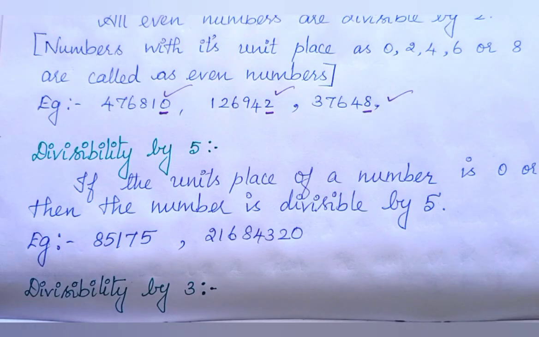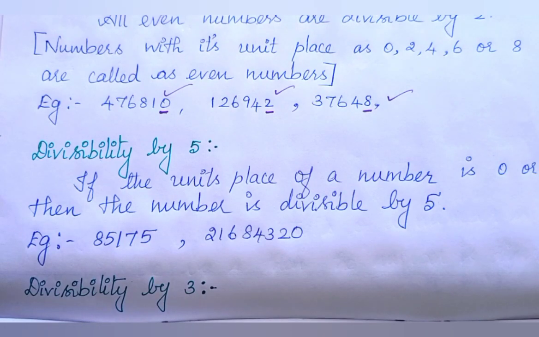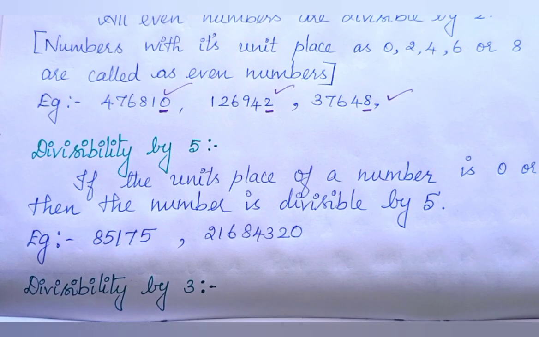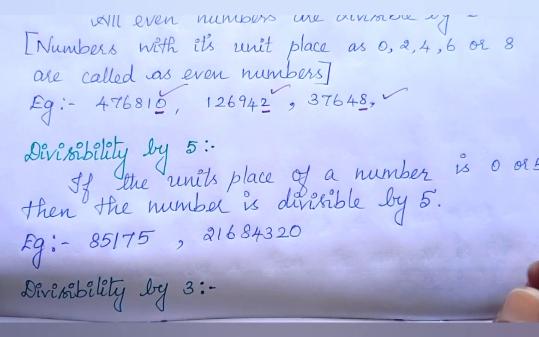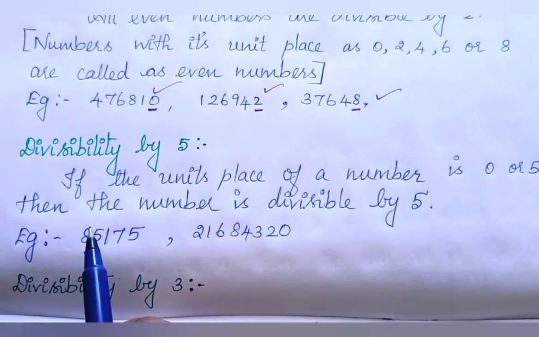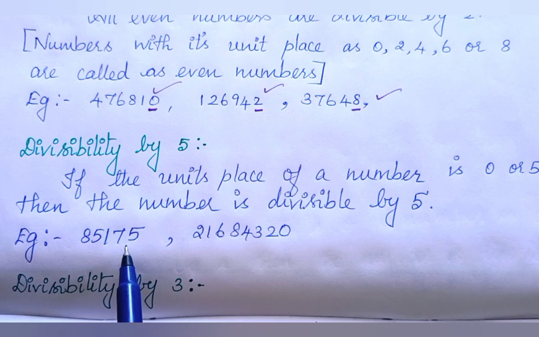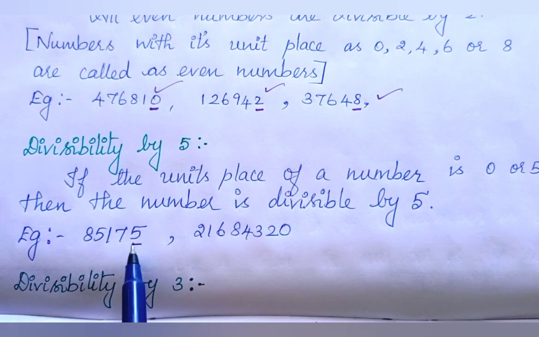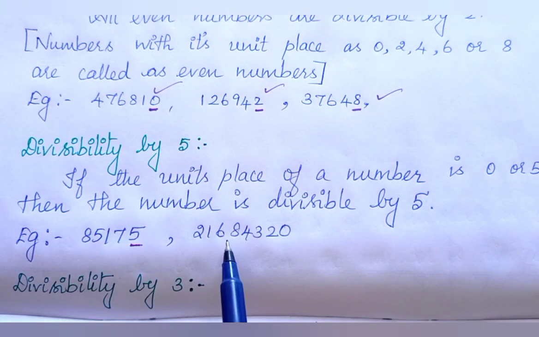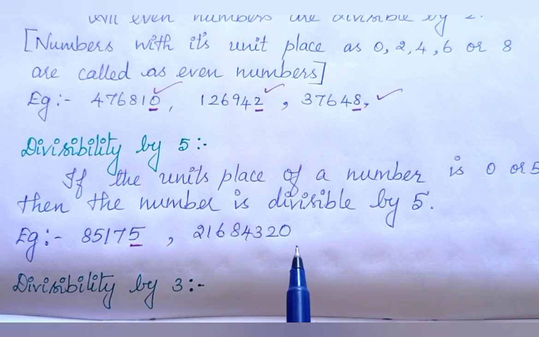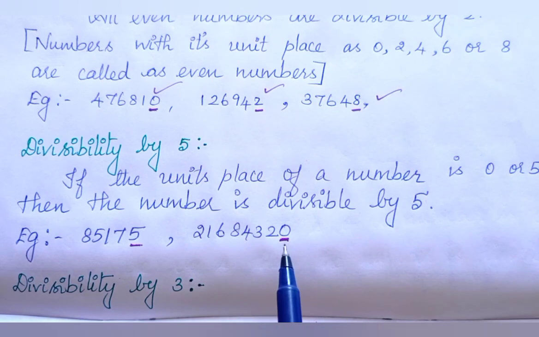Similarly comes the divisibility rule of 5. Just seeing the units place of the number, we can say whether it is divisible by 5 or not. If the unit place of the number is 0 or 5, then that number will be divisible by 5. So here, 85,175, and 84,320, as it ends with a 0, this number is divisible by 5.